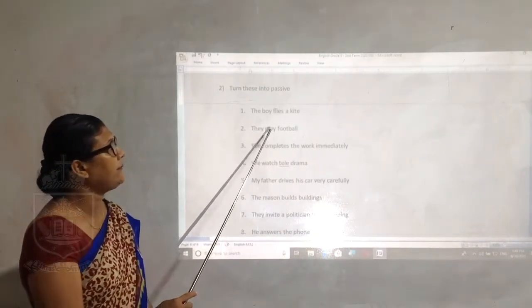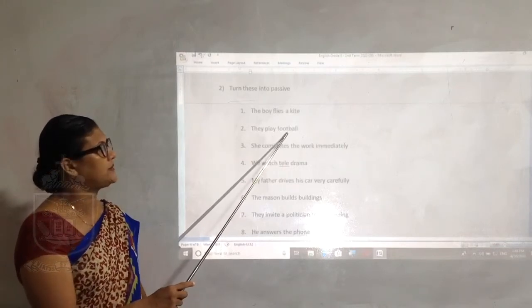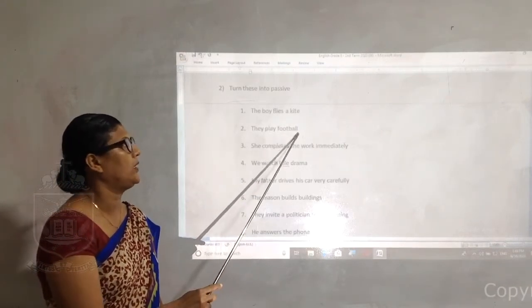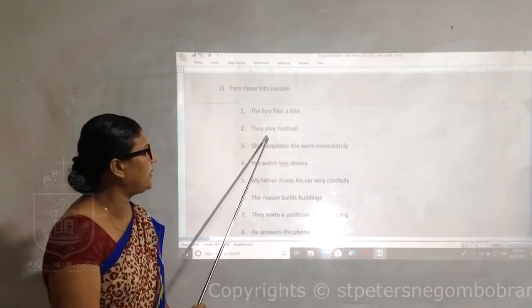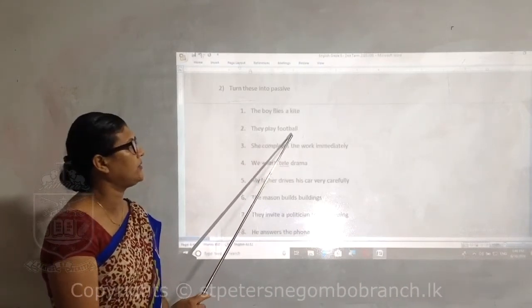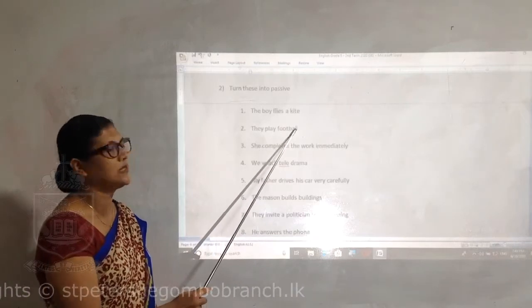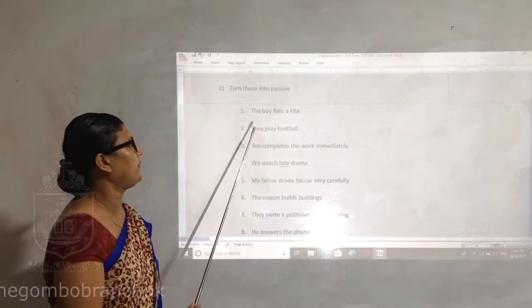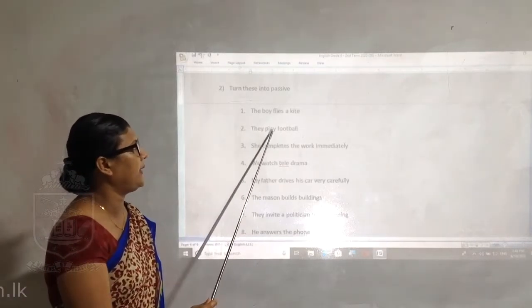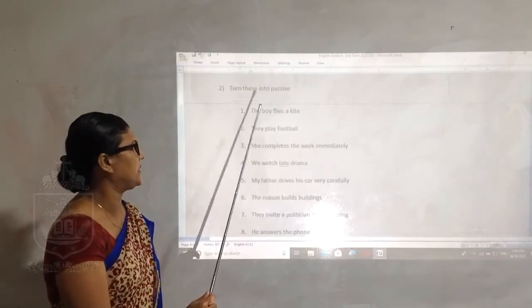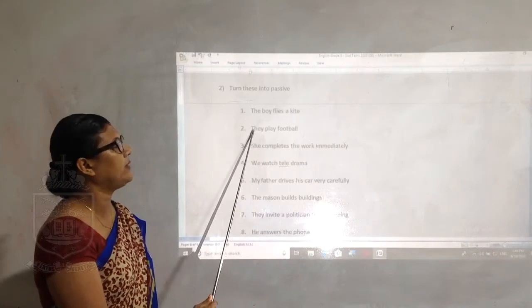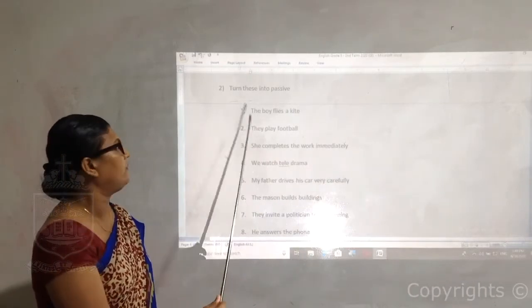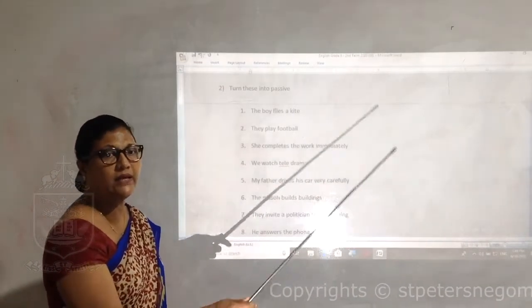They play football. What is the object here? Football. So the first step is to write football at the beginning. Then find out the auxiliary verb. Football is singular, so write "football is". Play becomes played. Football is played by. "They" will become "them". Football is played by them.